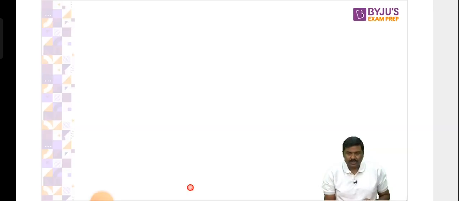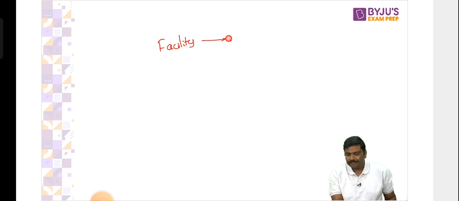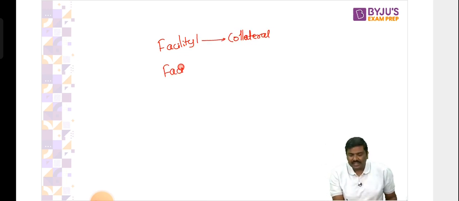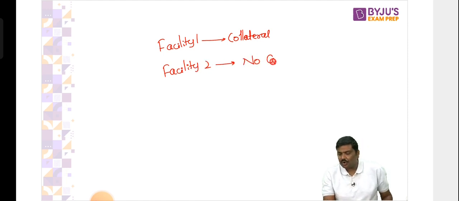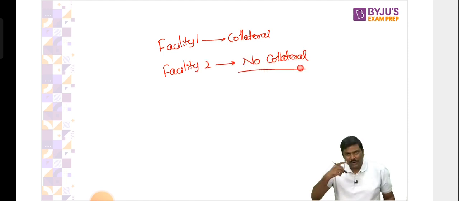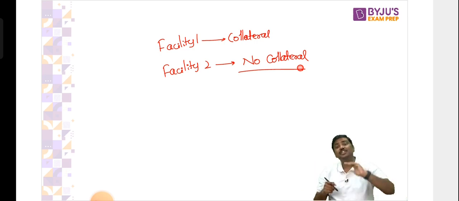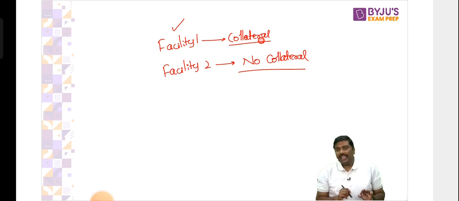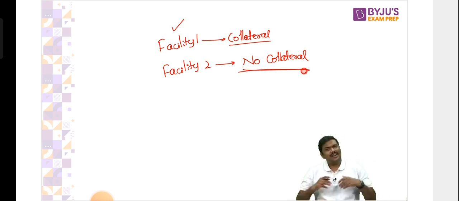Now let me ask you a very simple question. I expect your correct answer, by the way. There is one facility where collateral is provided. Understand this carefully. There is another facility where no collateral or no security is provided. Now you tell me, rate of interest under which of the two facilities should be higher? I'll repeat the statement. In one of the tools, collateral is provided. In the other tool, collateral is not provided. In which of the two facilities should the rate of interest be higher?